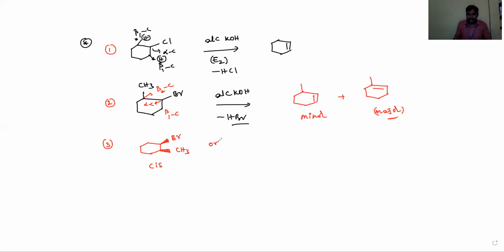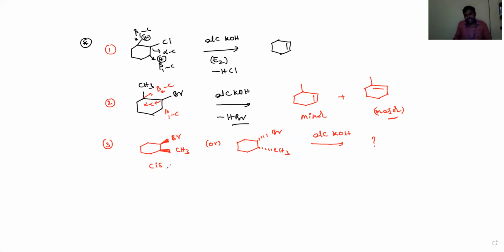So we can mention it like this: both thick bonds or both dotted bonds. Both thick bonds means both are in front; both dotted bonds means both are at the back. Okay, when it is treated with alcoholic KOH or NaOH, we need to observe what the major product and minor products are.